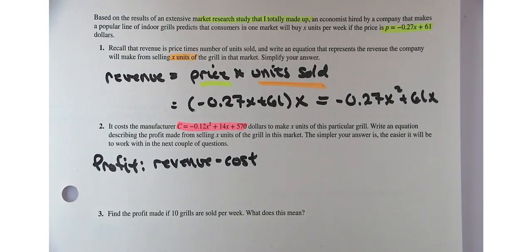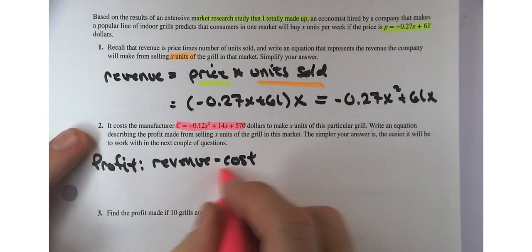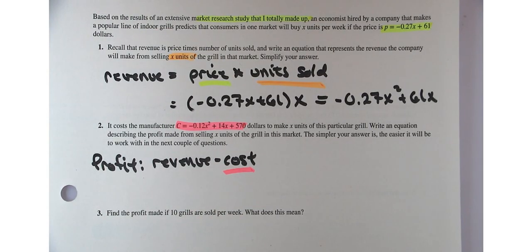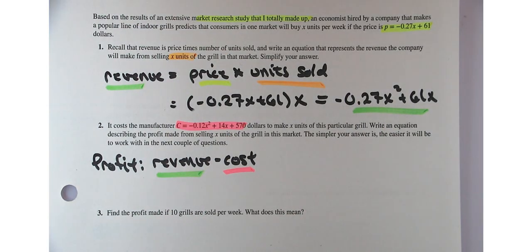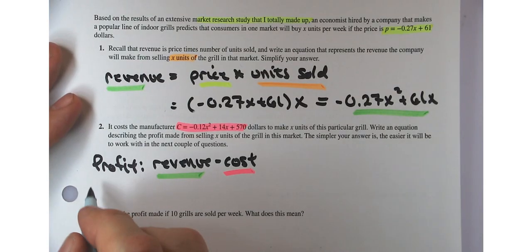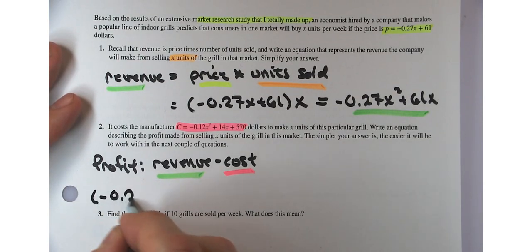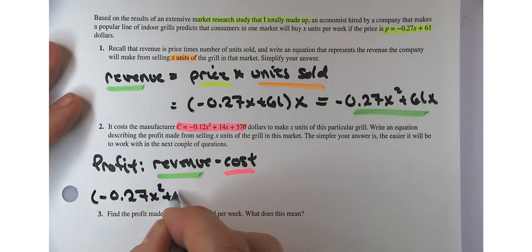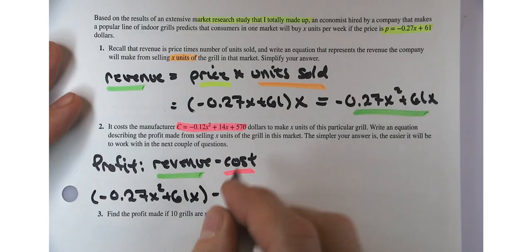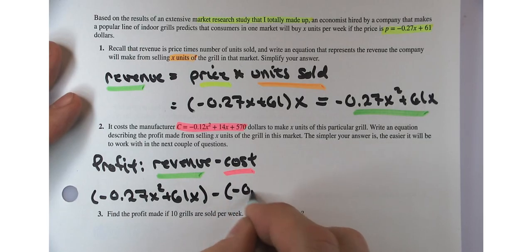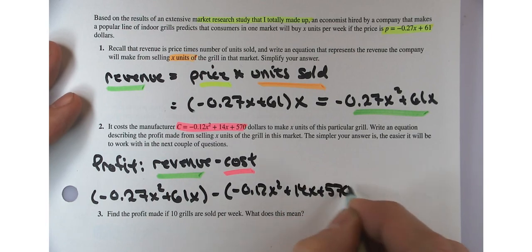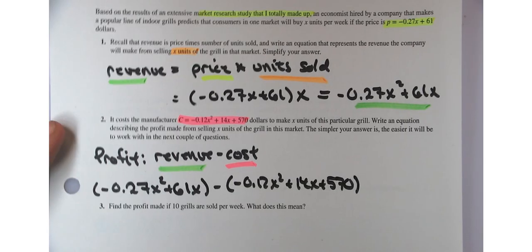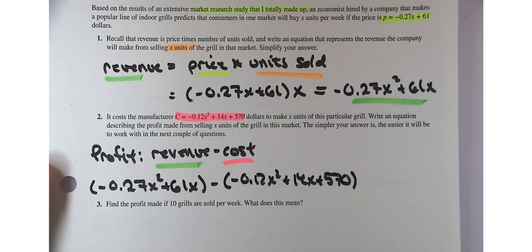Okay. And now we have a couple equations for that. So we've got our cost here. You've got your revenue here. So let's put those two things together. So that's going to be negative 0.27x squared plus 61x minus negative 0.12x squared plus 14x plus 570. That's your cost. Wow, that looks like kind of a big mess.